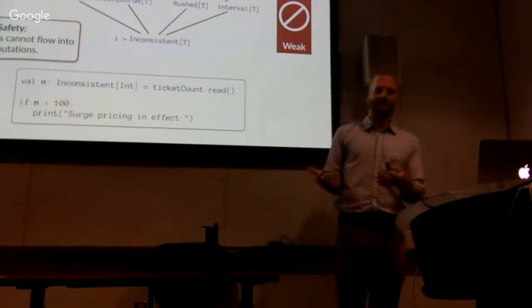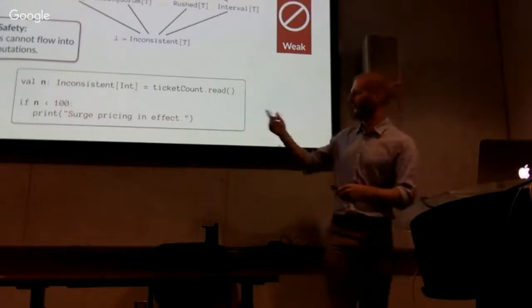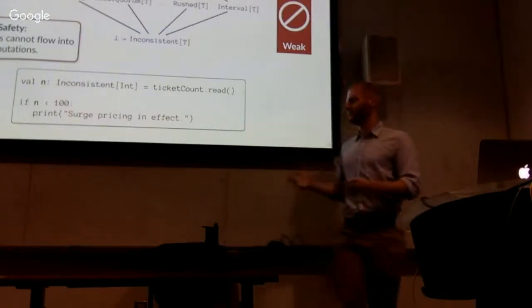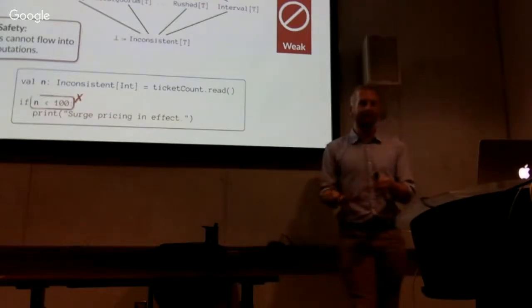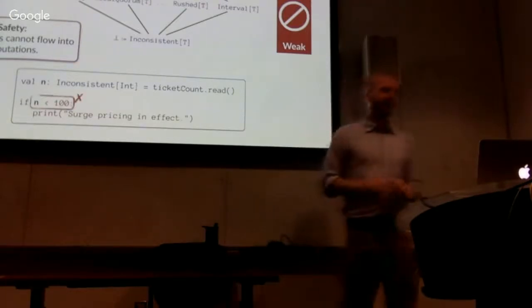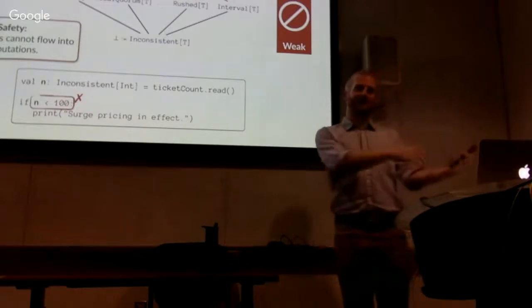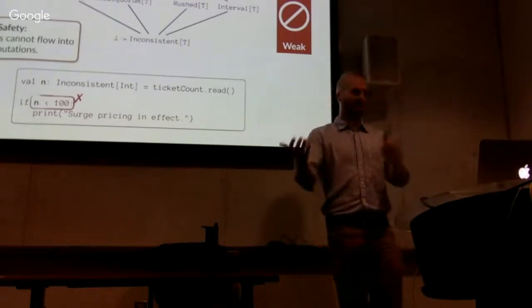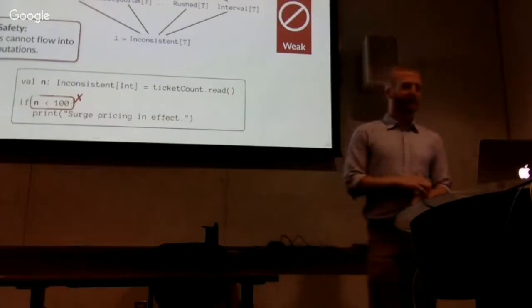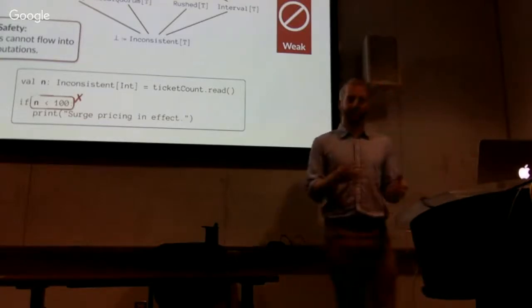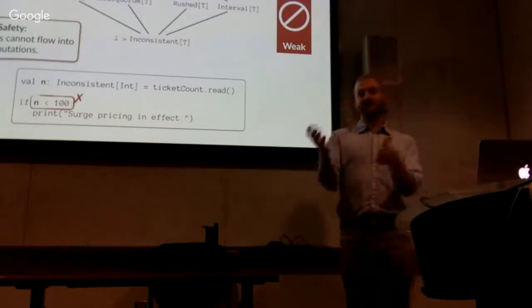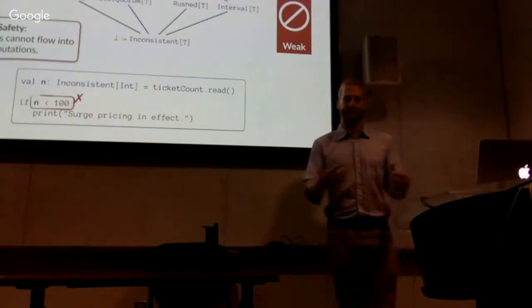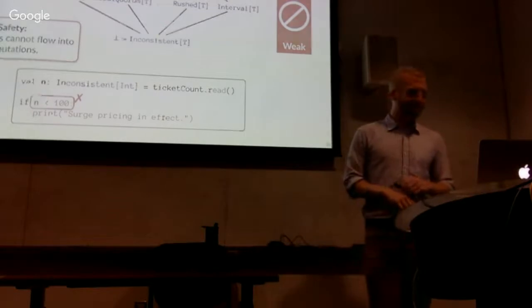If you got back an inconsistent value, the value n here, and then tried to use it in a comparison against a consistent value of 100, you'd get a type error, a compile time error saying you can't use an inconsistent value as a consistent integer. So you will not be able to make those kinds of mistakes. You can, of course, endorse it here, but then if anything goes wrong, it's your fault. It's not our fault anymore, because we warned you.